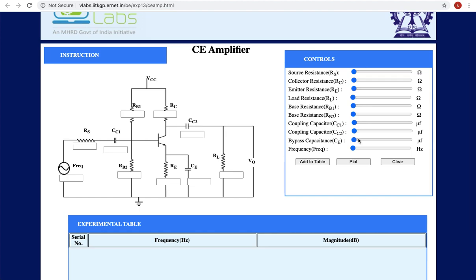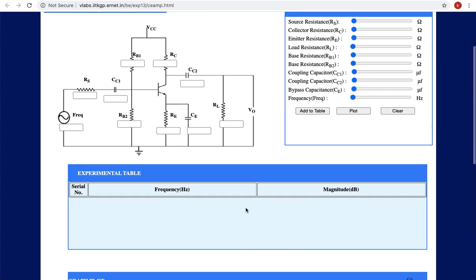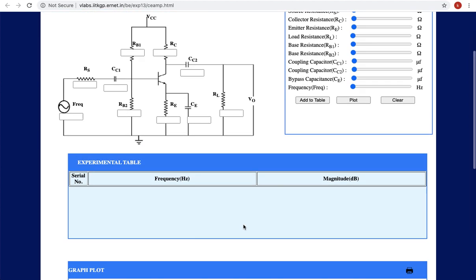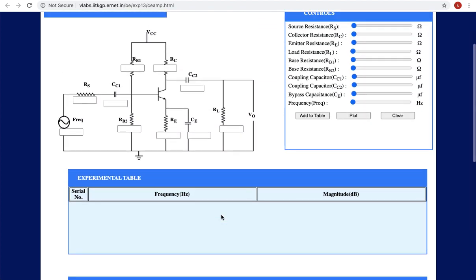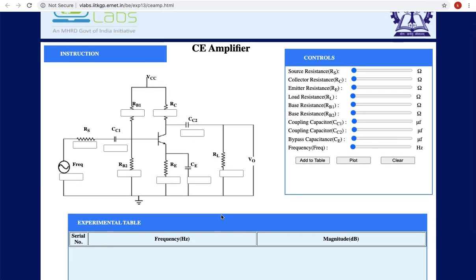After adjusting all the values across the sliders, that is the components here, click on add to table, vary the frequency and click on add to table. During that process we'll fill a table here, and after that click on plot to create a graph here. Okay, so let us start the part.